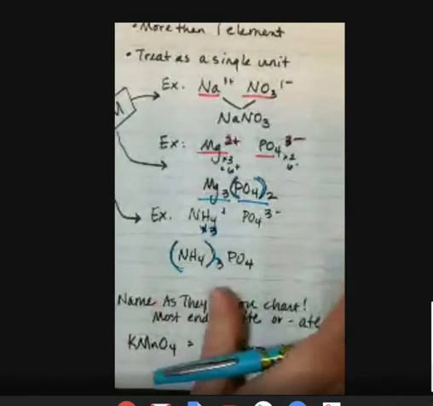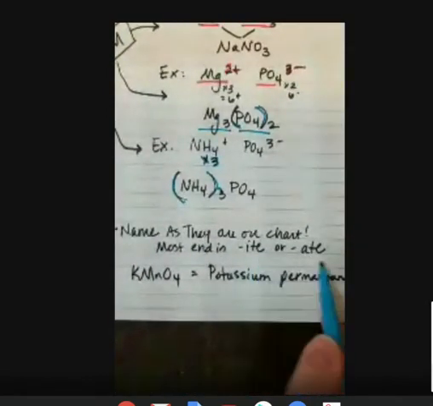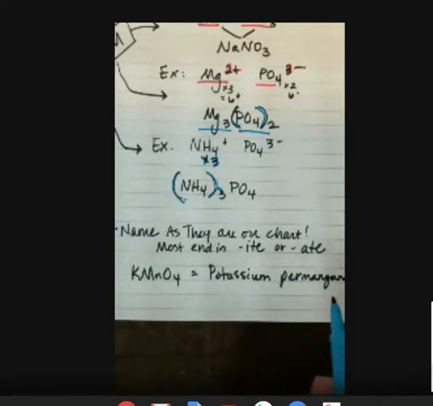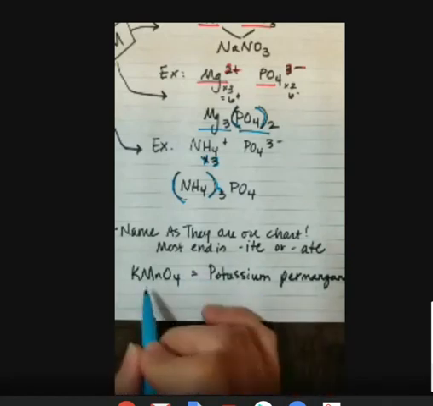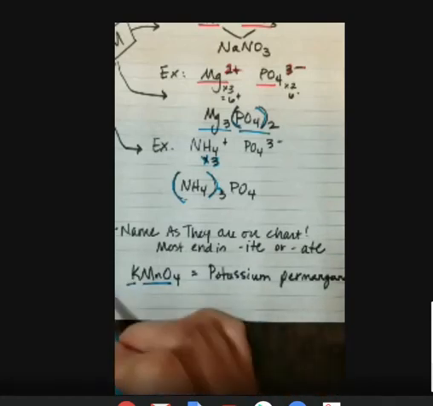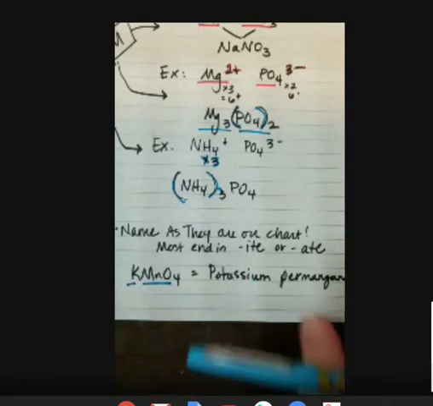The nice thing about the naming is you just name them as they are on the chart. Most of them end in ite or ate, so they're not ide. Elements are ide. The only one that's really ide on the chart is hydroxide. The rest of them are all ates or ites. So if I have this example down here of KMnO4, MnO4 is the polyatomic ion if I look on the chart, and it's bonded to potassium. So I just put it together: potassium permanganate, which is what MnO4 is called.